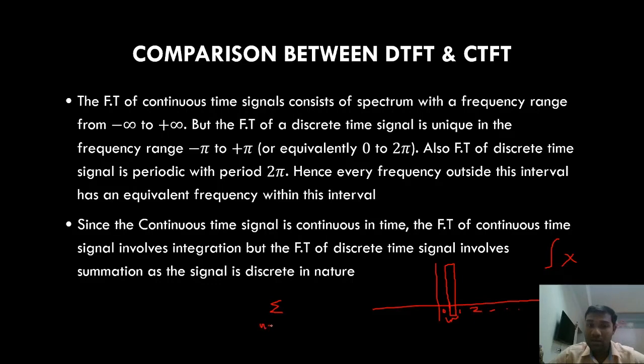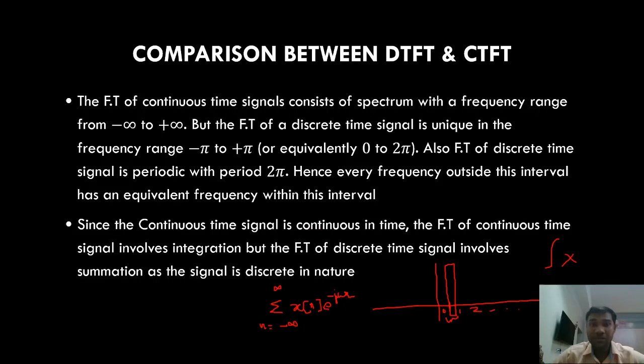Summation n is equals to minus infinite to plus infinite, right? And at each instant x of n, so x of 0, x of 1, x of 2, and so on. I don't have x of 1.1 or 1.3 or something like that, right? That is why we have summation for discrete time Fourier transform, right? That is the basic difference between discrete time Fourier transform and continuous time Fourier transform.